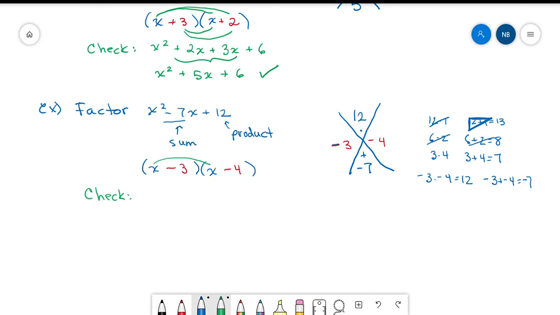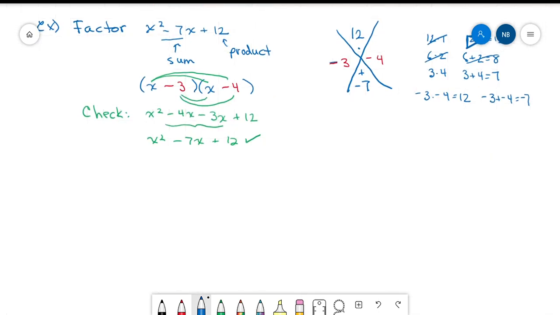X times x is x squared. X times negative 4 is negative 4x. Negative 3 times x is negative 3x. And negative 3 times negative 4 is positive 12. Combine the like terms in the middle, and you get x squared minus 7x plus 12, which is what we started with. So we did that correctly. Okay, we're going to do two more examples.